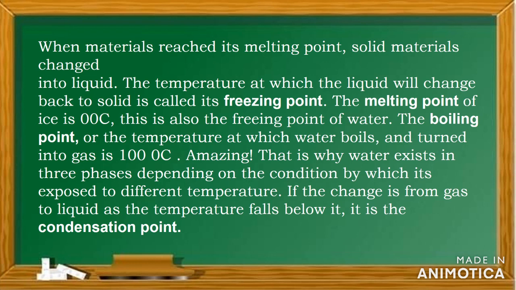When materials reach their melting point, solid materials change into liquid. The temperature at which the liquid will change back to solid is called its freezing point. The melting point of ice is 0 degrees Celsius. This is also the freezing point of water. The boiling point, or the temperature at which water boils and turns into gas, is 100 degrees Celsius. Amazing! That is why water exists in three phases, depending on the temperature to which it is exposed. If the change is from gas to liquid, as the temperature falls below, it is the condensation point.